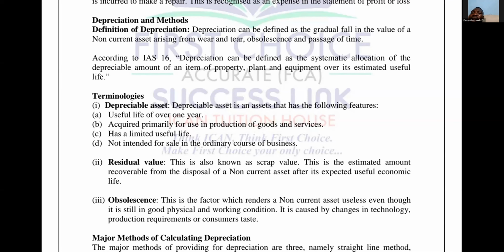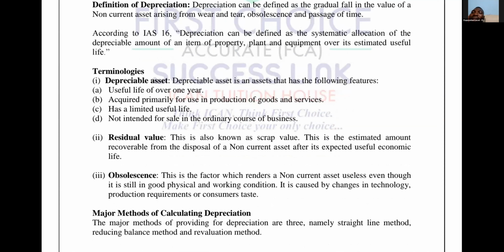They will now have residual value. What is residual value? Residual value is an estimated amount recoverable from the disposal of the non-current asset after its expected useful economic life. If the asset is going to be used for 5 years, and at the end of 5 years we can still dispose of this asset, if we let go of this asset we are going to get 50,000 naira back in return. That 50,000 naira is what we call residual value.